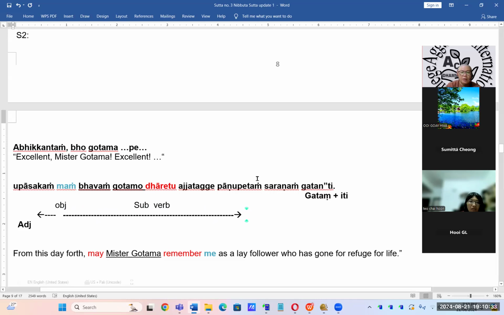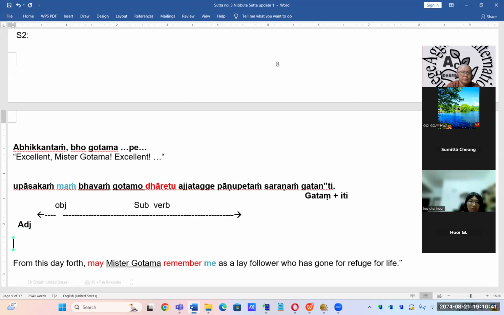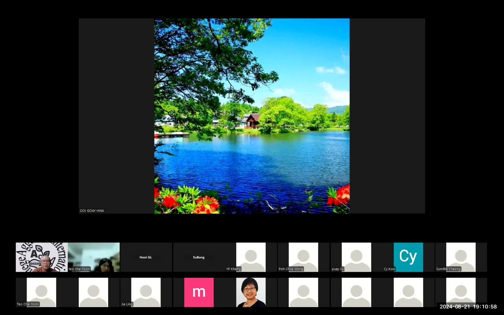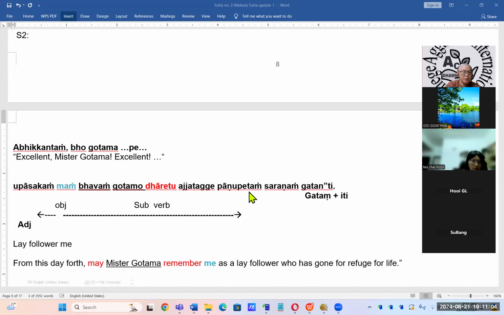Okay. Saranam gata. Now look for something easier. So upasaka means lay follower, and this is me. Now panapetam. Okay, so we look for something simple. Sarana, you know the meaning: refuge.